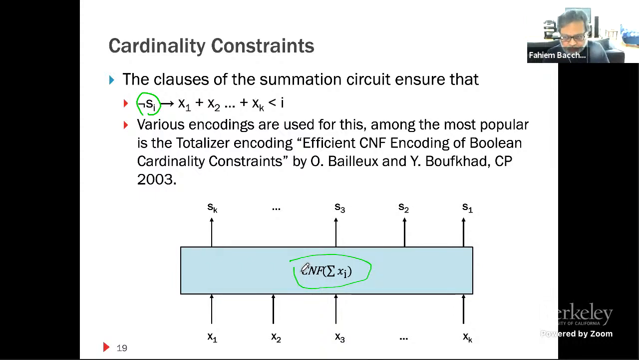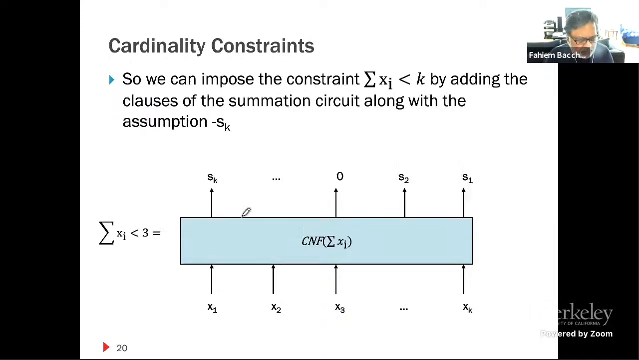And there are different encodings that have been used in MaxSat work. One of the most popular is this totalizer encoding described in this paper here. So that means that you can put an upper bound on how many input variables are true. For example, if I say that S3 is false, then I have imposed a constraint that the sum over these input variables is less than 3. And we're going to use that as well.